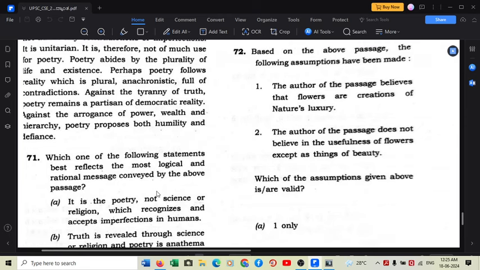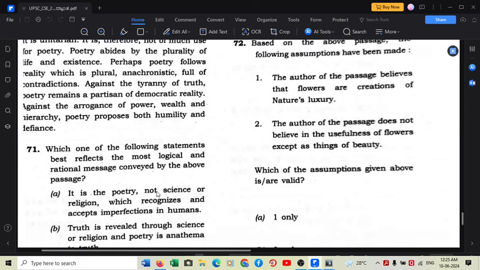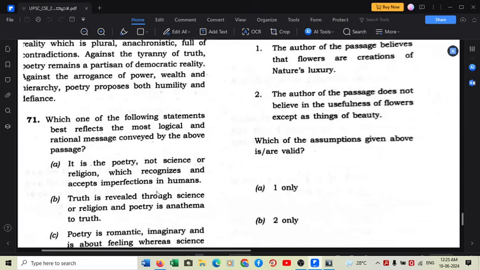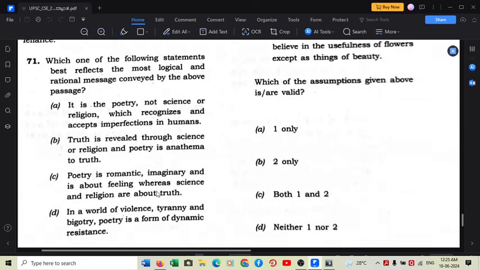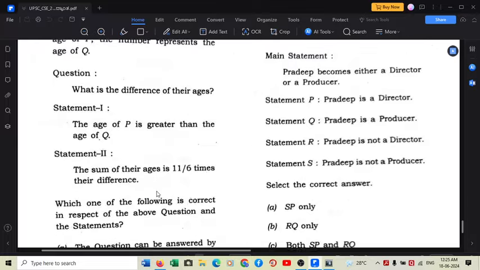The author of the passage does not believe in the usefulness of flowers except as things of beauty. This is again a contradictory statement. The author definitely believes in the usefulness of flowers, and that's why he talks about the insect, which is attracted to the beauty and smell of the flower, transferring pollen from one flower to another. Both statements are wrong. So the answer is option B, neither 1 nor 2.